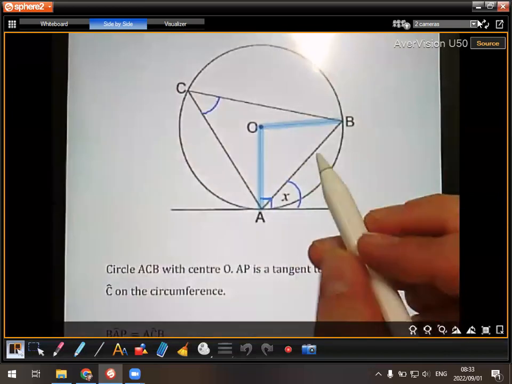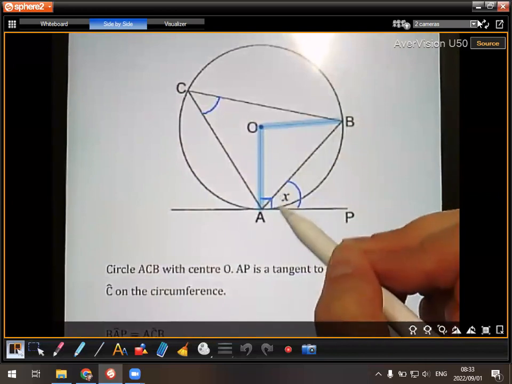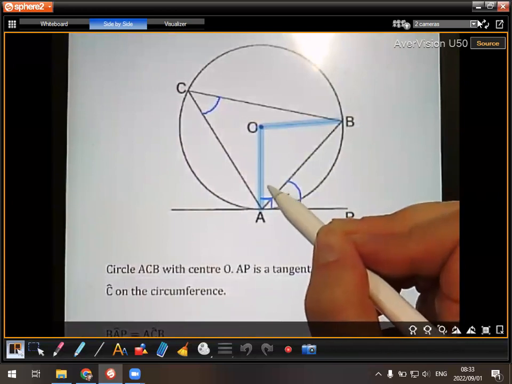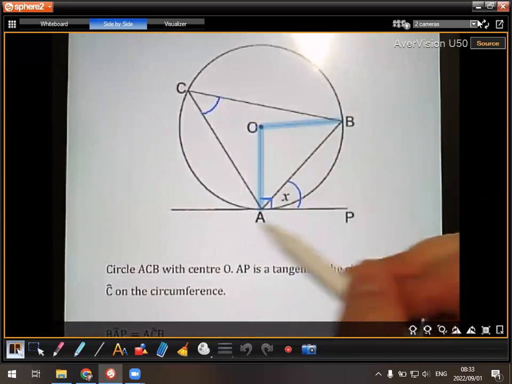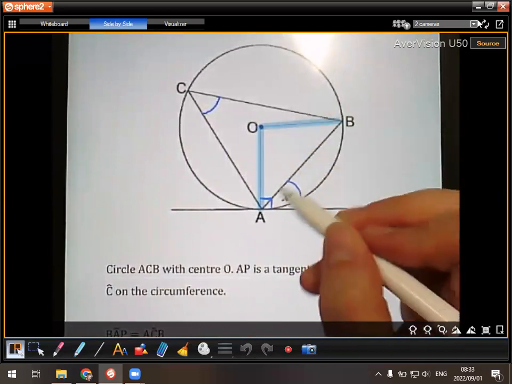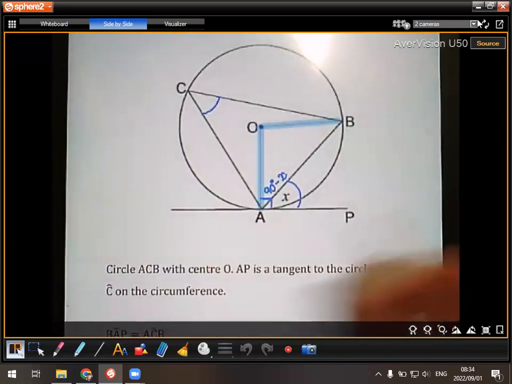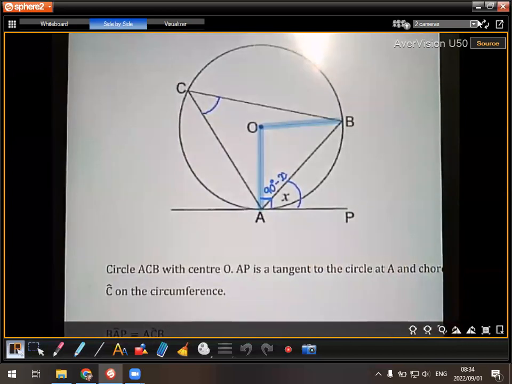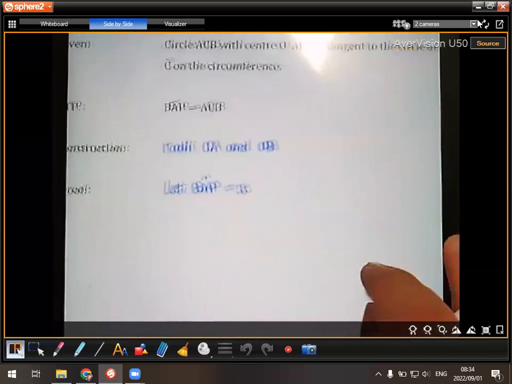Now guys, what does that mean for this small angle here, OAB? If this whole angle is 90, and that small angle there at the bottom is x, what will this angle be? 90 minus x. Okay. So guys, I'm actually going to write that all in one step. I'm not going to first say OAP is 90, therefore OAB. I'm just going to say OAB is 90 minus x. And my reason for that is going to be tangent perpendicular to radius. So that is the next thing. Angle OAB is 90 minus x.